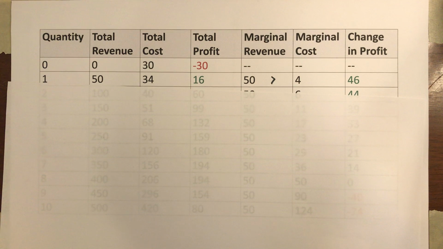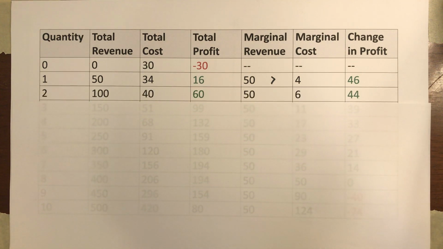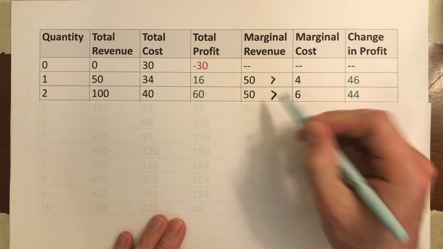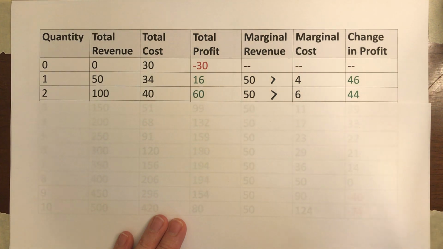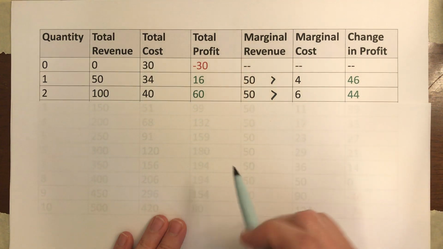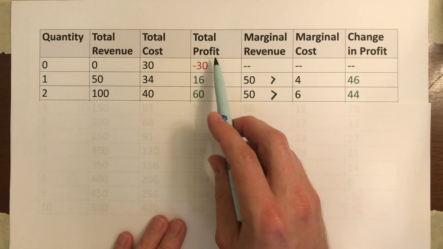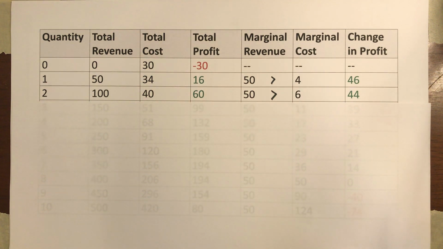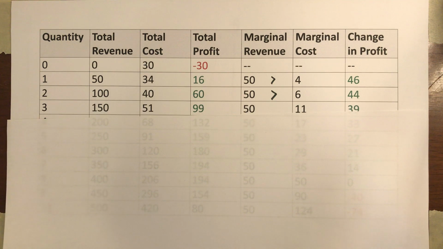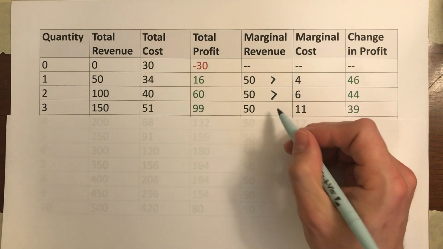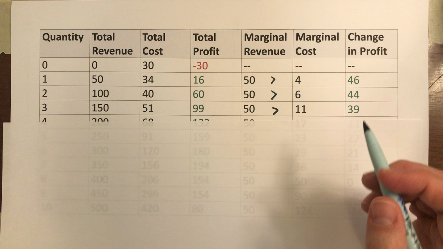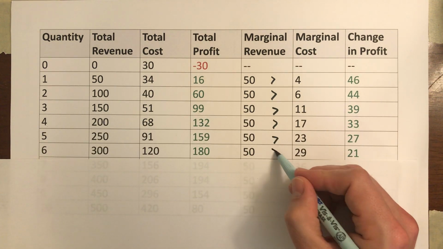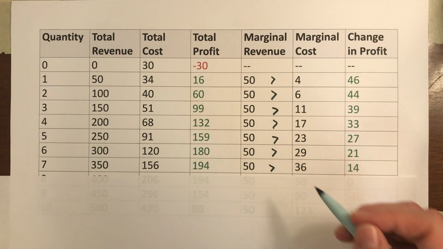Unit number 2. Once again, I can compare marginal revenue to marginal cost, and I can see marginal revenue is greater than marginal cost. So that says, yes, produce that unit as well and keep going. And notice that my total profit will have increased again from positive 16 to positive 60. And you're going to find as you go down the list, marginal revenue greater than marginal cost. That's true here. That's true here. That's true here, and so on.